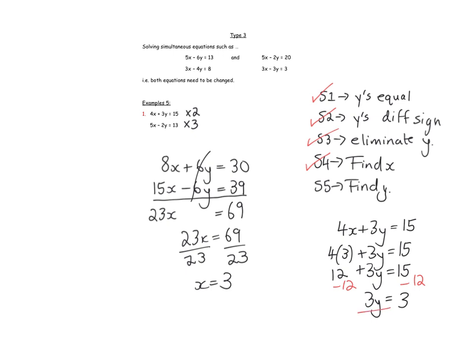But we need y by itself. So we're going to divide both sides by 3, and we'll get that y is equal to 1. So the two answers for this simultaneous equation are x equals 3 and y equals 1.